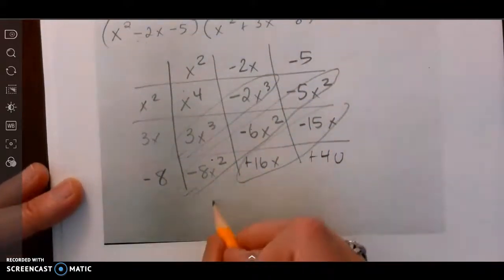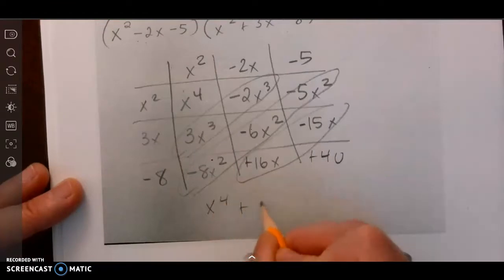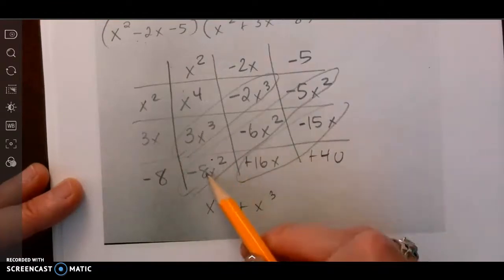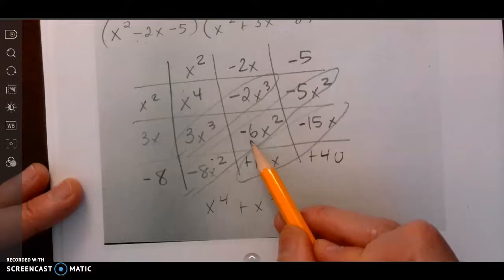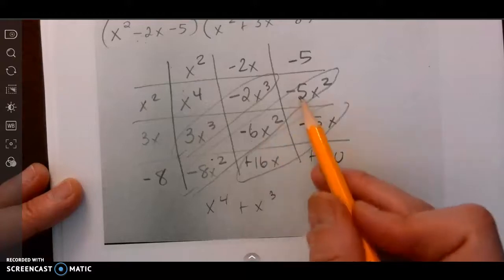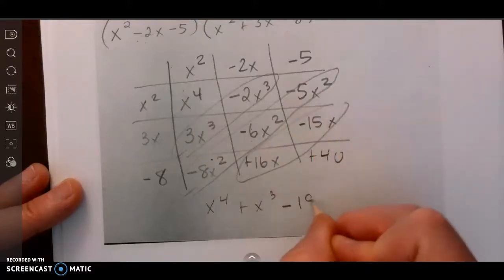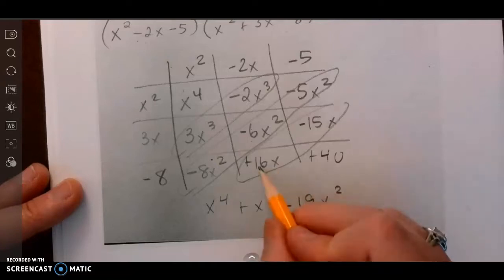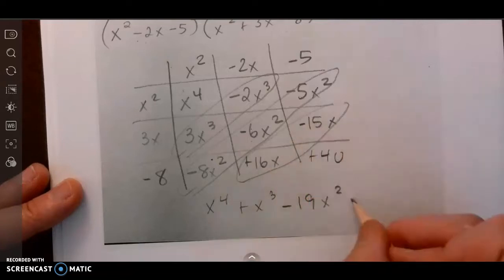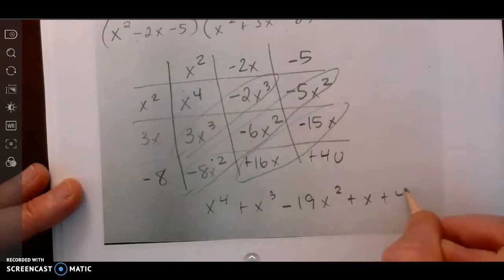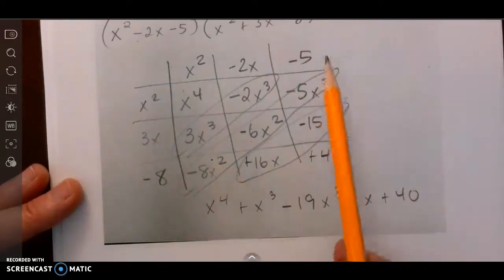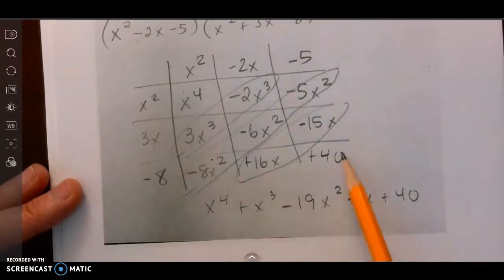So my final answer is x to the fourth plus x cubed, negative 8 and negative 6. It's negative 14 minus 5 is negative 19. 16x minus 15x is 1x. And it checks out. So I can have confidence. Again, I think this is the easiest way when you're multiplying a trinomial times a trinomial.